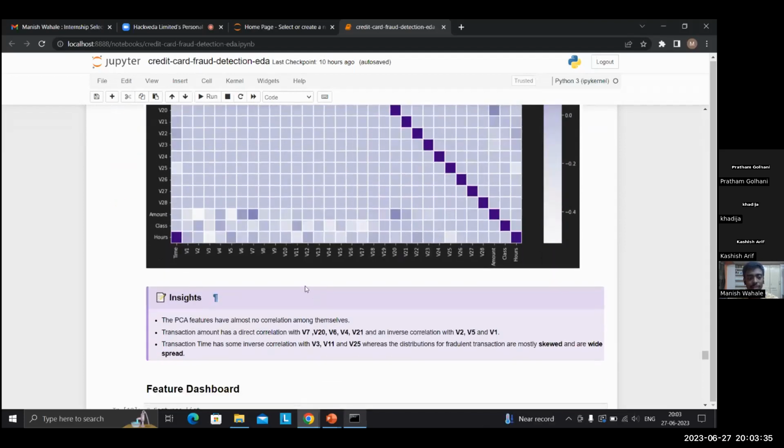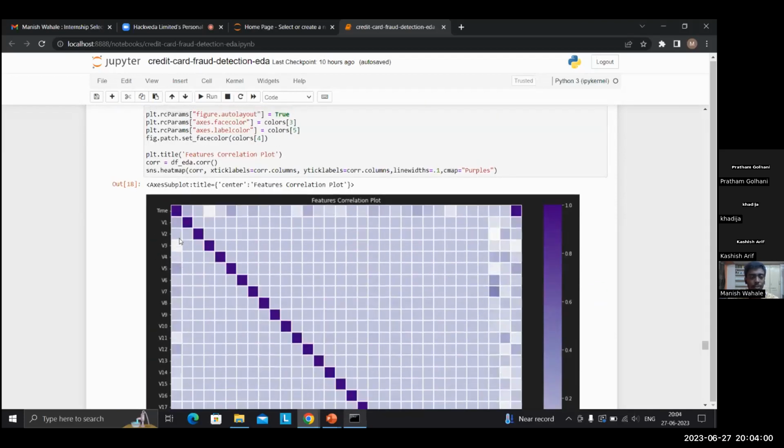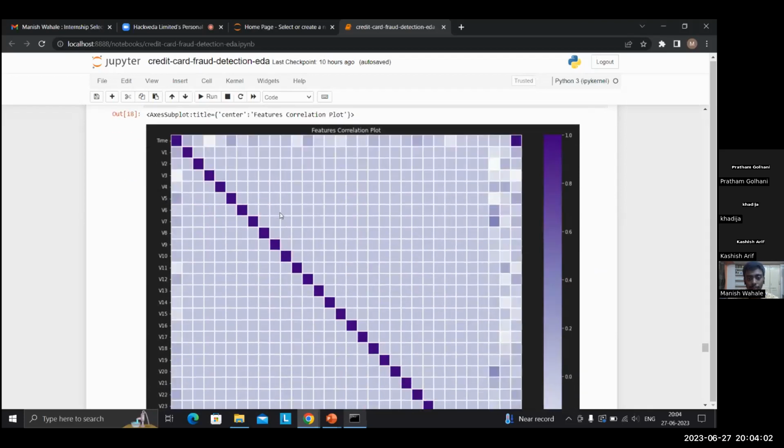Here we can see that the transaction amount has direct correlation with V7, V20, then V6, then V4 and V21. So the darker ones are directly correlated, and the lighter ones, which are white ones, are inversely correlated. And for the same, there is also correlation in the time feature.